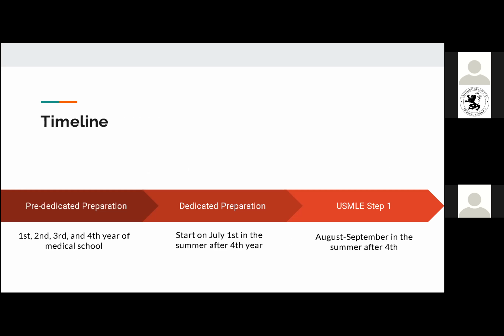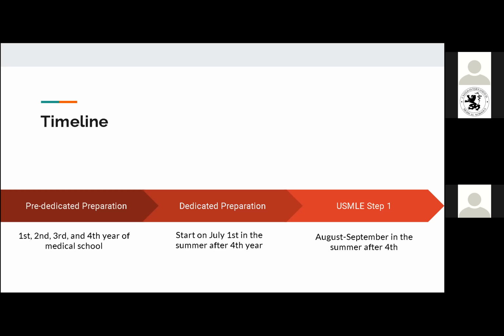Okay, so now I'll give you a rough timeline for studying for the USMLE Step 1. You have two parts for preparation. There's the pre-dedicated preparation, which is just in general what you do before the USMLE, in first, second, third, and fourth year of medical school. This is my recommendation. This is what I did. And then the dedicated preparation starts a few months before your actual exam.